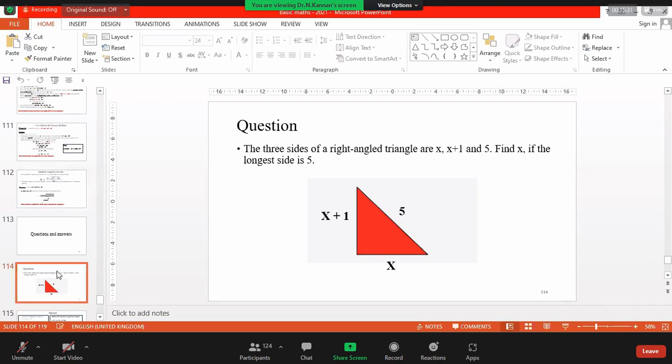The three sides of a right angled triangle are x, plus 1 and 5. Find the x if the longest side is 5. Can you do this, students? Did you understand the question? Yes, sir. Good. Right, please talk to me.